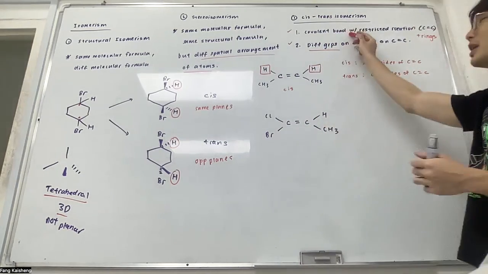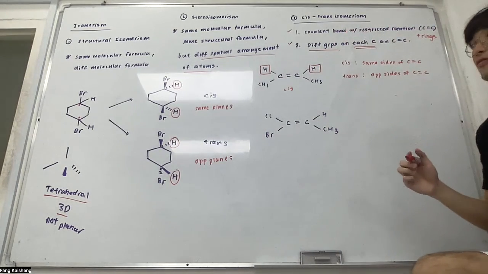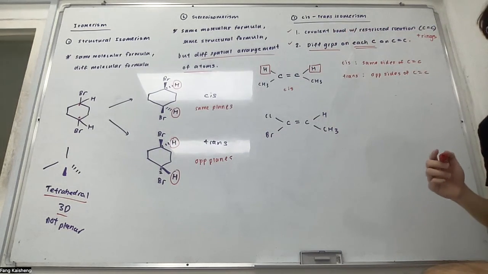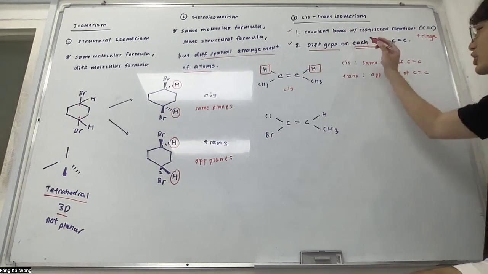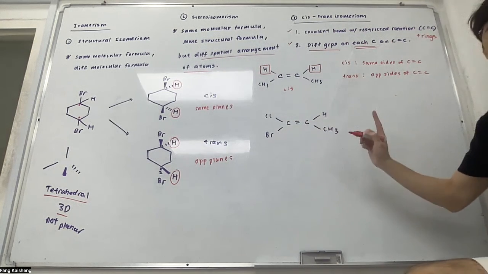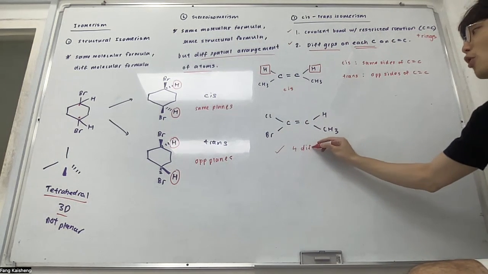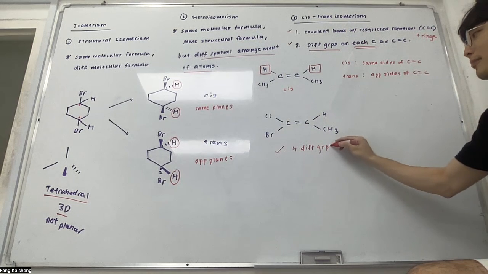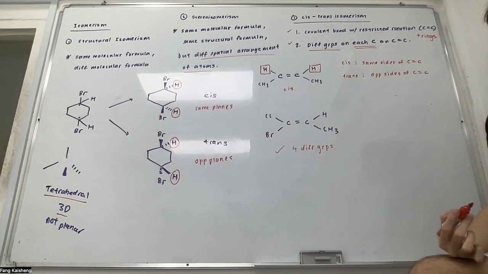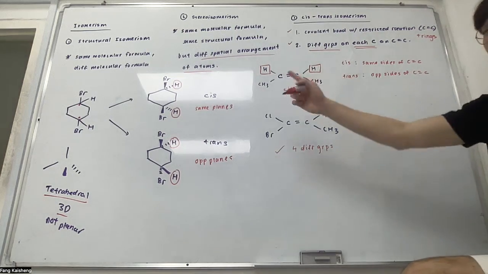First of all, does it have a covalent bond with restricted rotation? Yes. Does each carbon have different groups? Each carbon different, correct? So the answer is yes. Now this is a case where they have all 4 different groups. So if I ask you, can you find out who is cis and who is trans? Just now we learned that you must look at the H's, right?